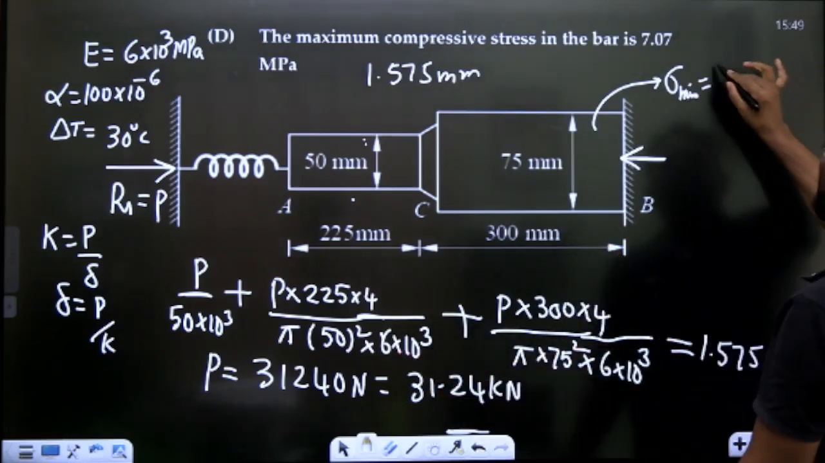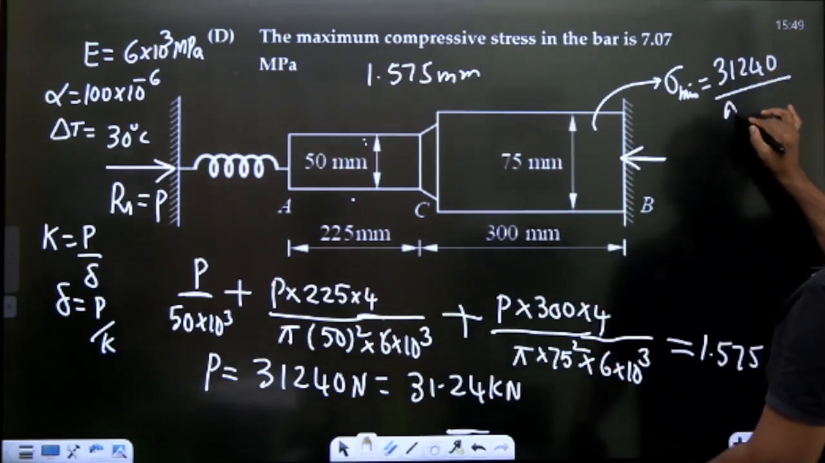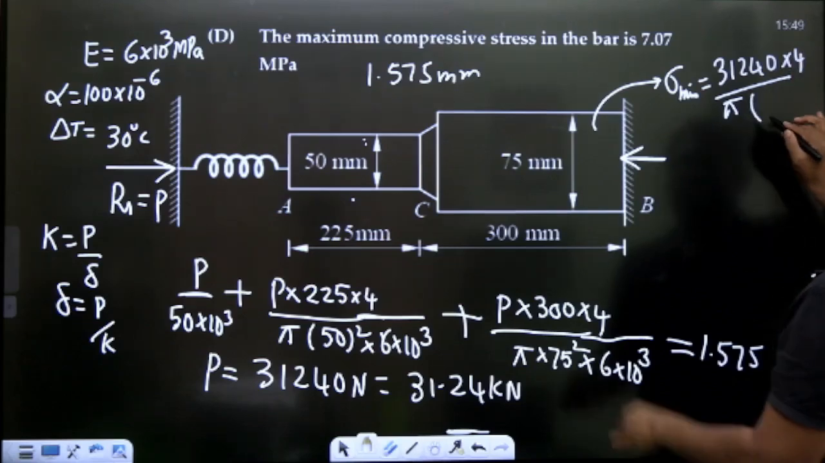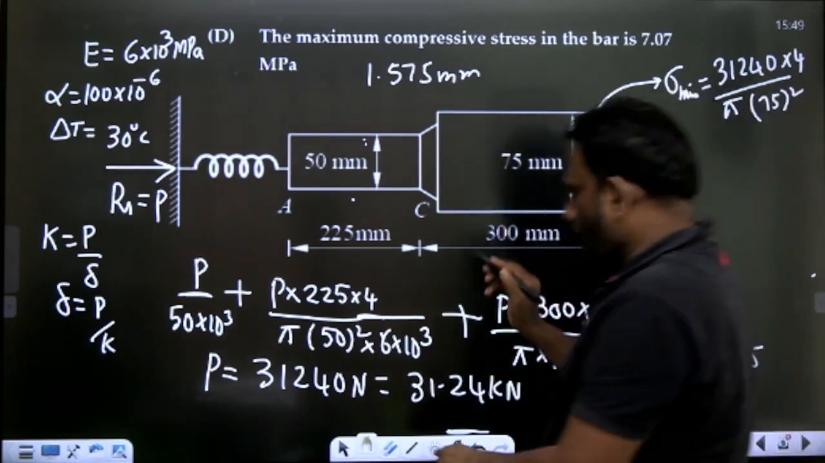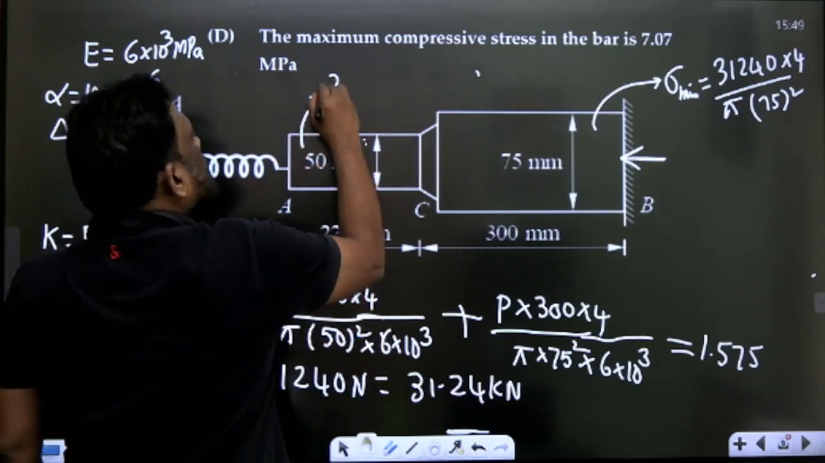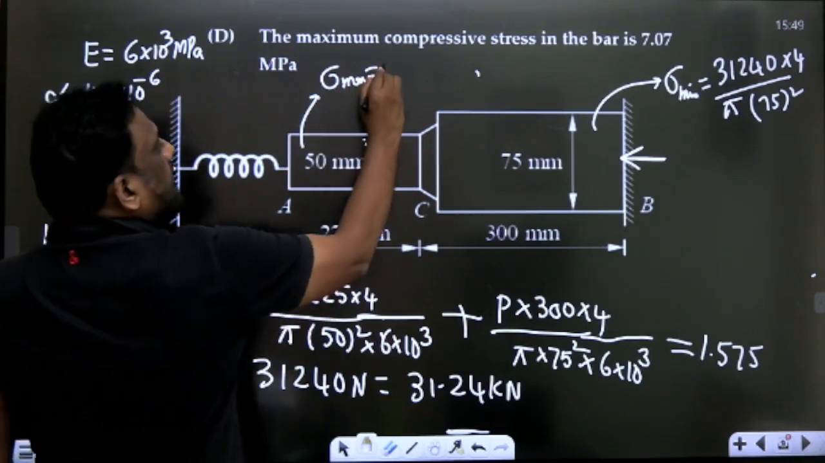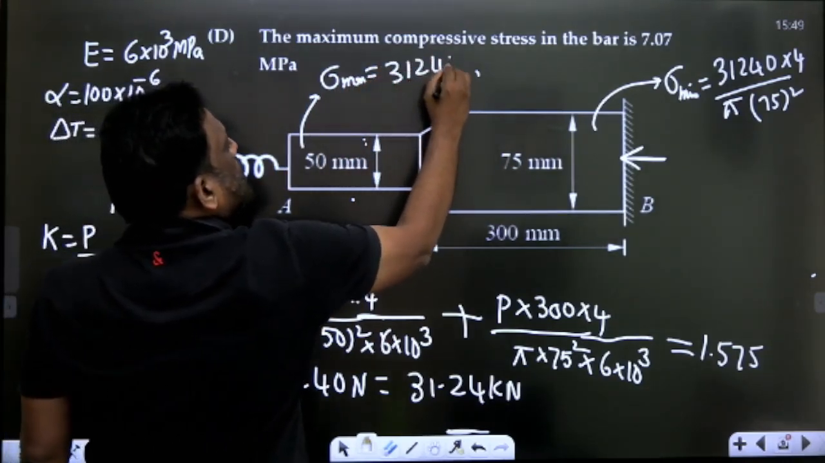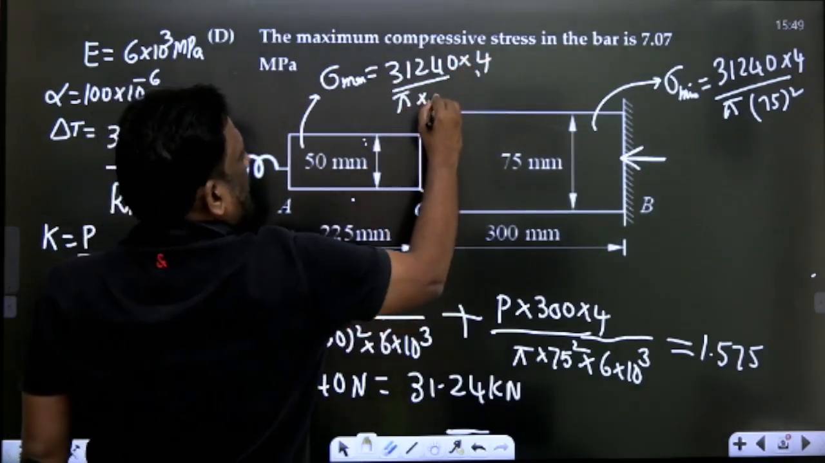P is 31240 by area. That is pi by 4 d square, 75 square. So many megapascal. And if you want sigma maximum, here it will be sigma maximum in this. So sigma maximum will be equal to load P. P is 31240 by area. Pi by 4, your diameter is 50 square.